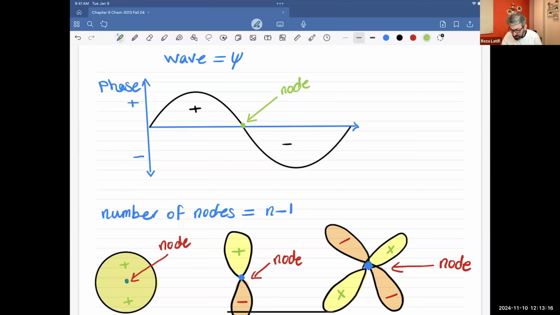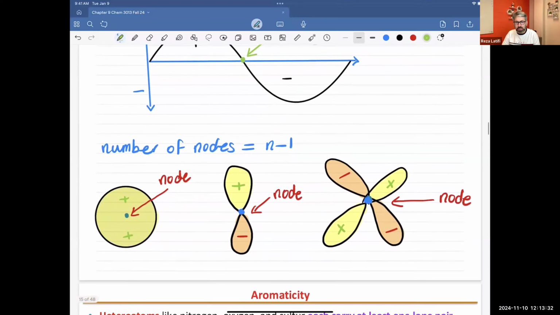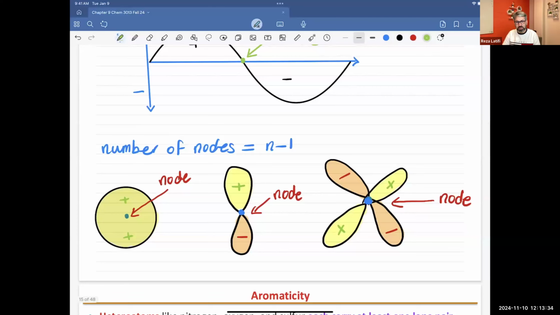And at a node, there is zero chance to find an electron. So a node is a place where we have zero chance to find an electron. The center of any orbital is the nucleus, and inside the nucleus we do not have any chance to find an electron, because the electron is supposed to be outside of the nucleus. So for example, for an s orbital, the center will be the node, and that's going to be the nucleus. There is no chance to find an electron there.